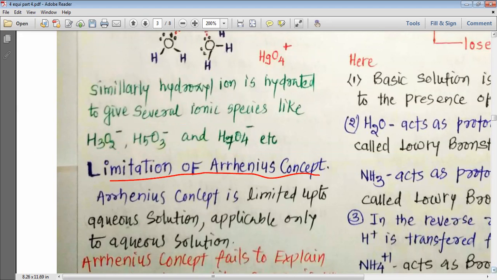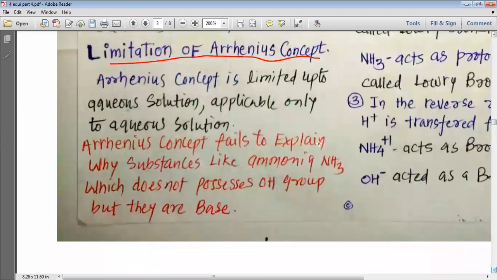Now what are the limitations of the Arrhenius concept? The Arrhenius concept is limited to aqueous solution, because he said that acids are the substances that produce H+ ion in aqueous solution, and bases are the substances that produce OH- ions in aqueous solution. That means it is limited to aqueous solution only. So this is the limitation of the Arrhenius concept, that it is applicable only to aqueous solution.